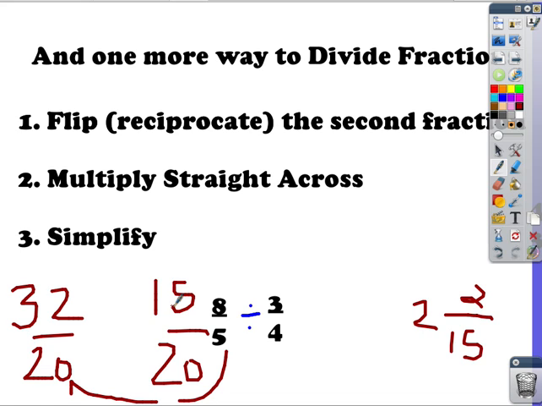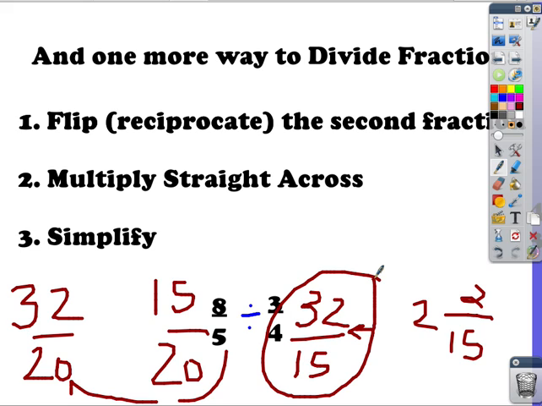Then if we were to divide straight across, 32 divided by 15, which is the same thing as looking like this, correct? 32, remember this is a division bar. 32 15ths, 20 divided by 20 is going to be 1. So we're back to that same spot of that 32 15ths, which we know is equal to 2 and 2/15.